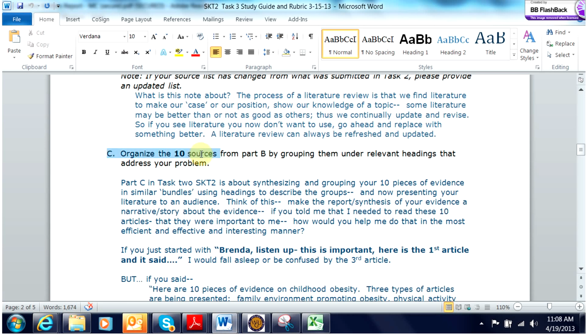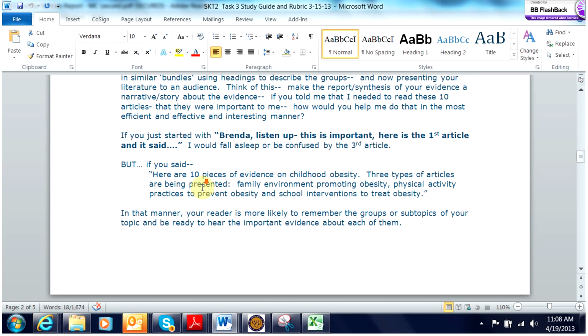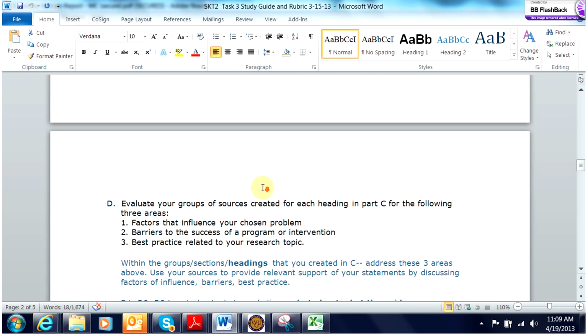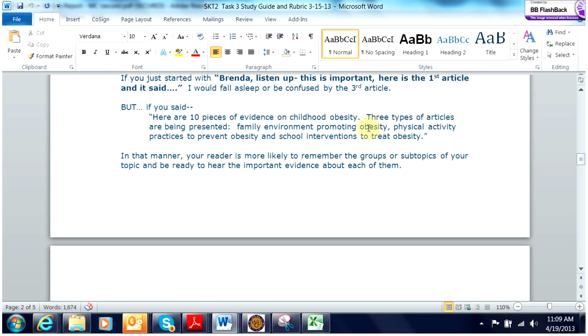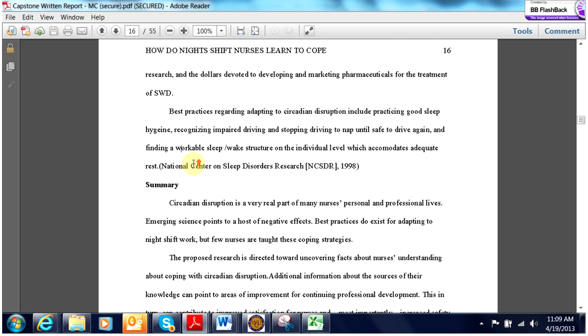So in C of your paper, you want to introduce headings and say, presented in the following are 10 pieces of evidence on childhood obesity. They are organized like this. And then you make your headings. So this would become my first heading, and I would present what each person was telling on this evidence.